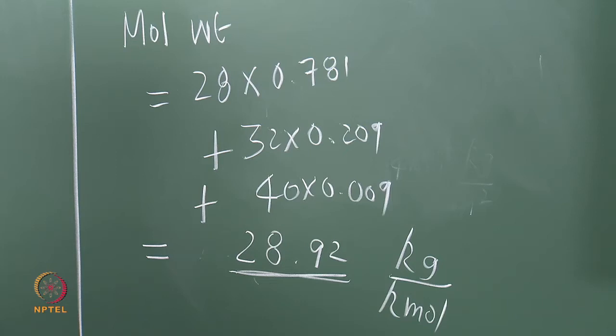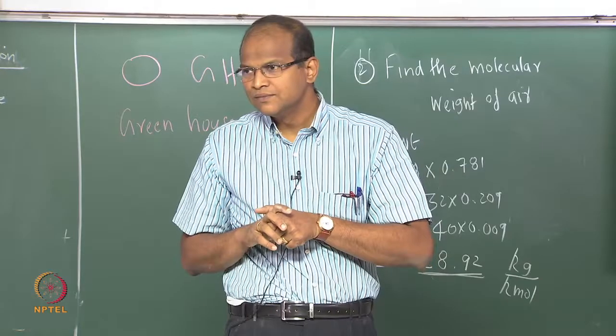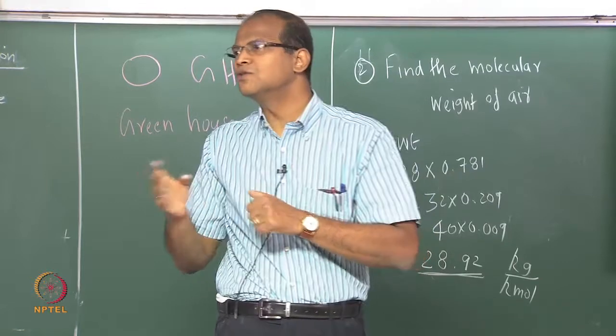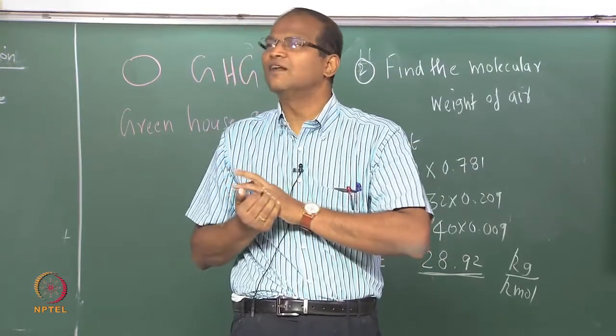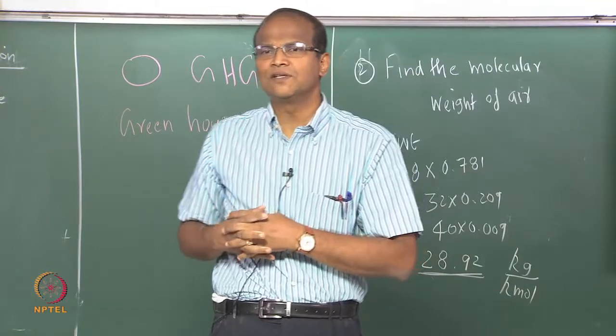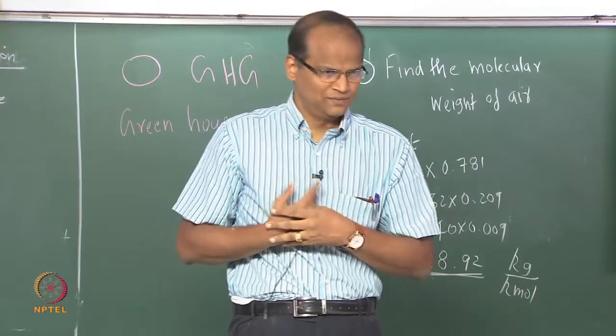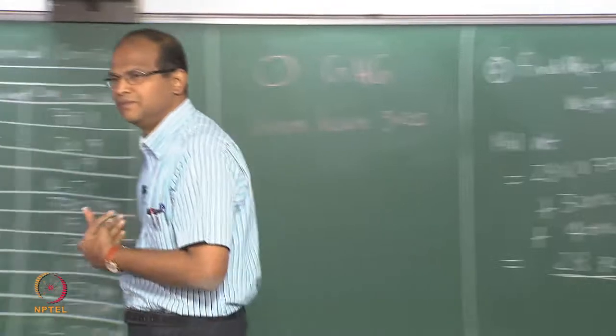Fine. So it is about 28.97. So it is between oxygen and nitrogen. Molecular weight is closer to nitrogen than oxygen, basically because the nitrogen is too much. Okay. Problem number 3.